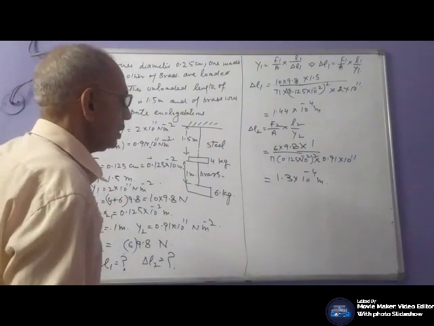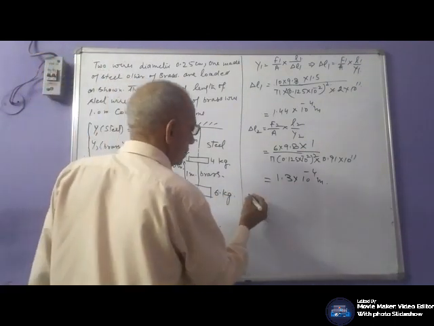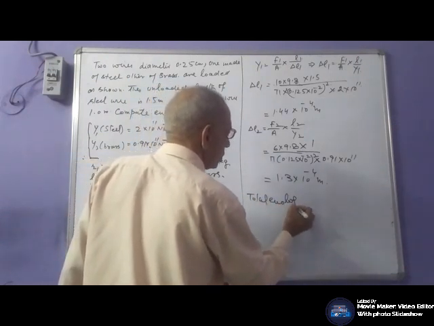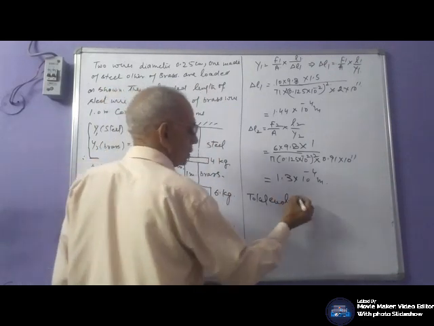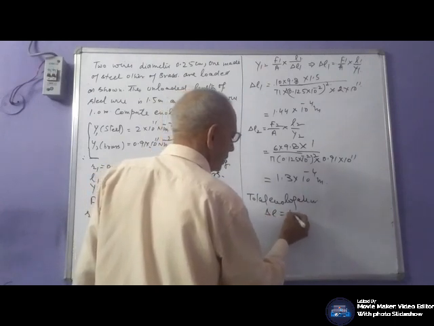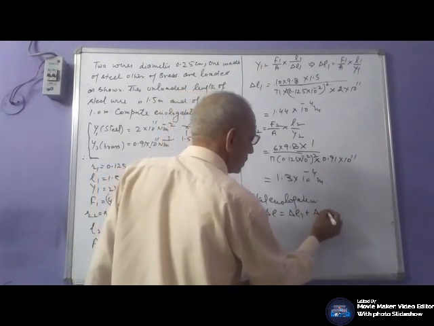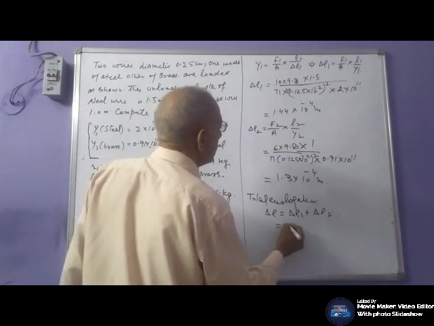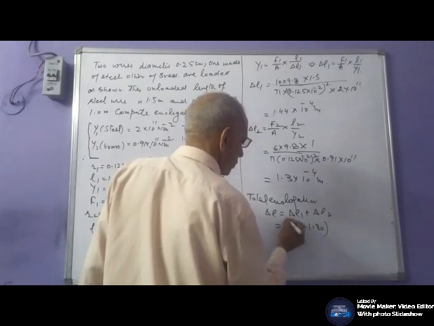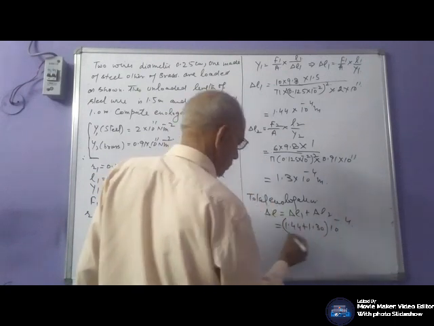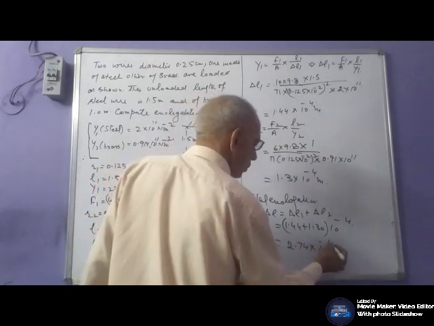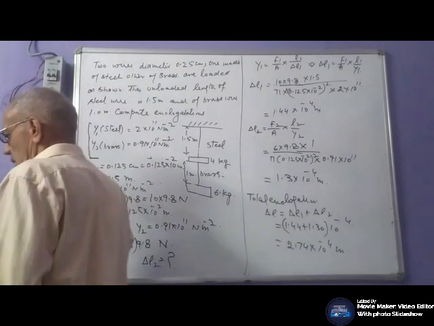If total elongation is asked, then total elongation delta L is delta L1 plus delta L2, 1.44 plus 1.30, this is common. It is 2.74 × 10^-4 meter.